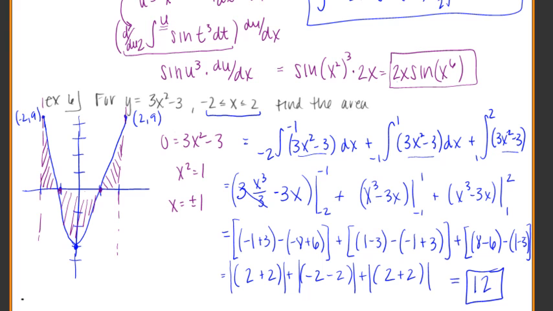The reason these are positive up here is because you're above the x-axis. This down here was negative because you're below the x-axis, and then again above. That's why we take the absolute value. So the areas of 4, 4, and 4 give you a total area of 12.